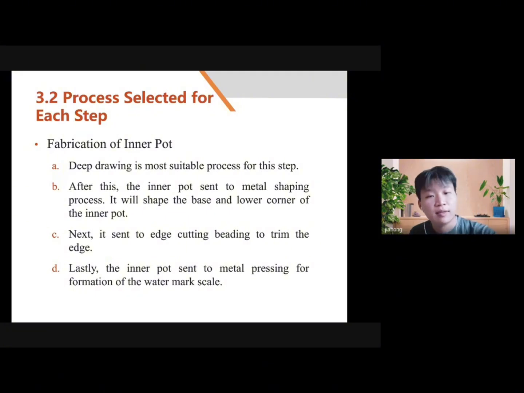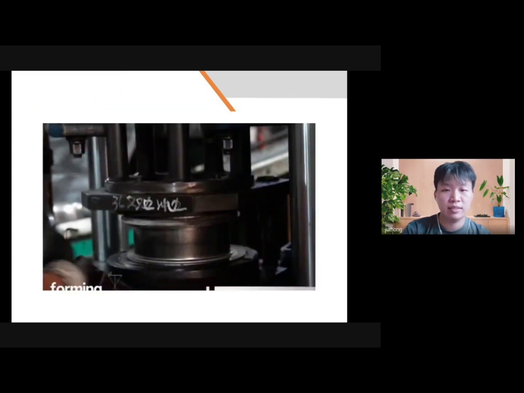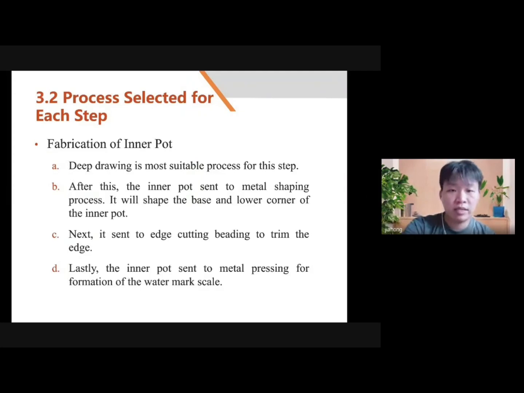The first one is the fabrication of the inner pot. Like I mentioned before, deep drawing is the most suitable process for this step. After the flat metal blank is transformed into the cup-like shape of an inner pot, it will be sent to the metal shaping process, which shapes the base and the lower corner of the inner pot. After that, it will be sent to edge cutting to trim the edge. Lastly, the inner pot will be sent to metal pressing for the formation of the watermark scale. Next, we can see here the second process, which is the metal shaping.